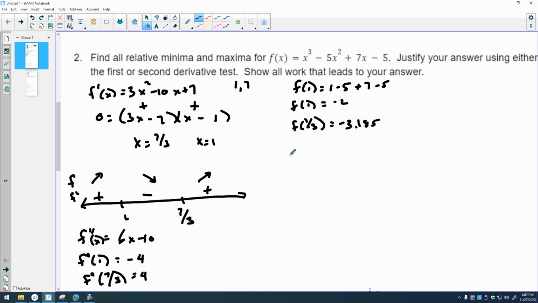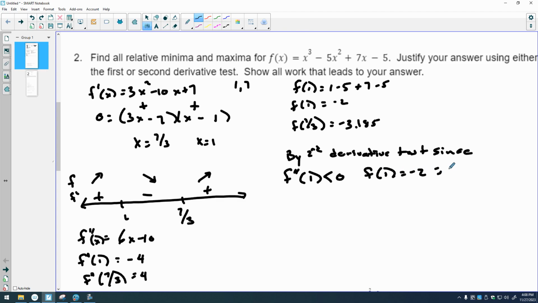Okay, so now I can say by second derivative test, since, another connecting word, since f double prime of 1 is less than 0, f of 1 equals negative 2 is a relative max.